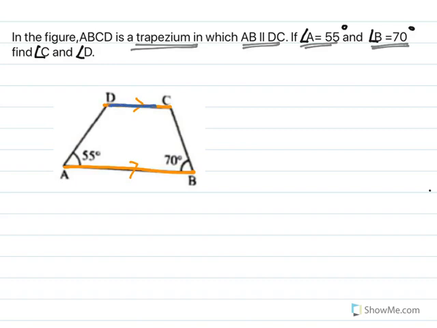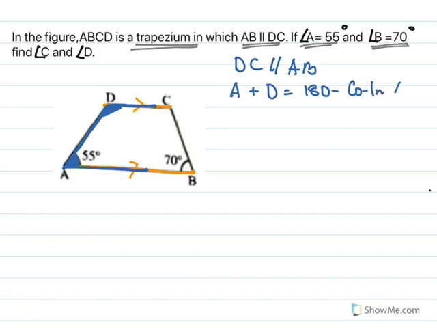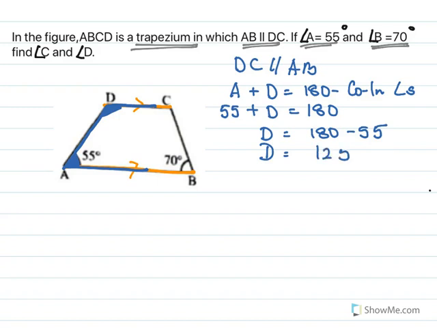So you draw the parallel line, transversal, parallel line. So D and A is 180. So we write DC parallel to AB. So A plus D equal to 180. Reason: co-interior angles. So 55 plus D equal to 180. D equal to 180 minus 55. So D equal to 125.